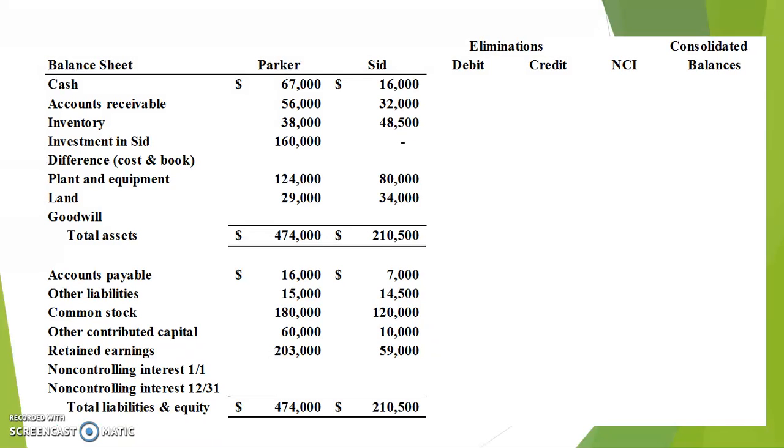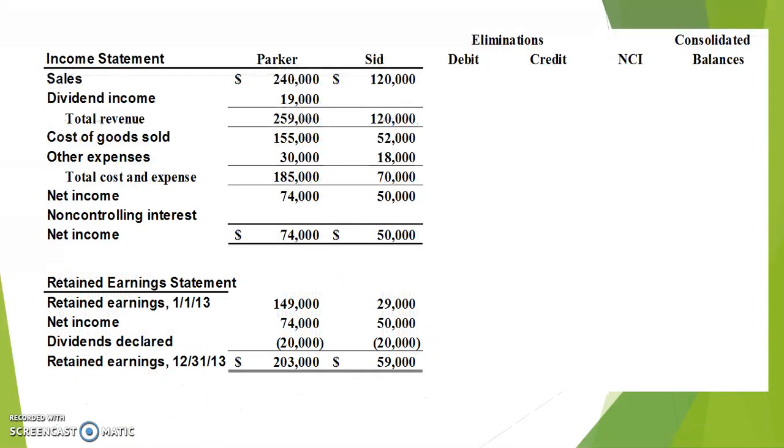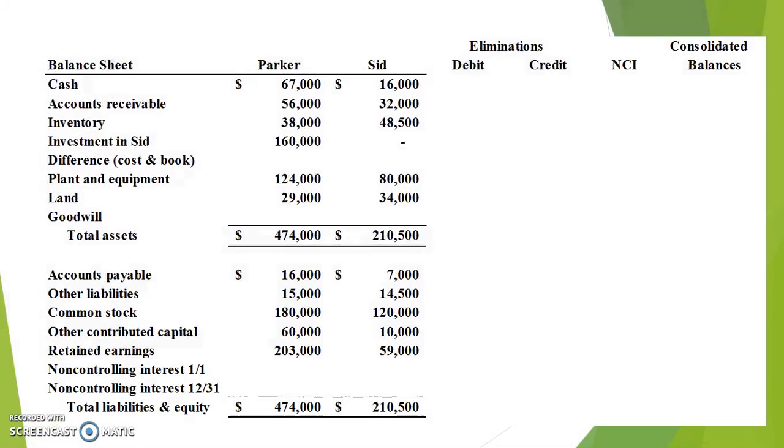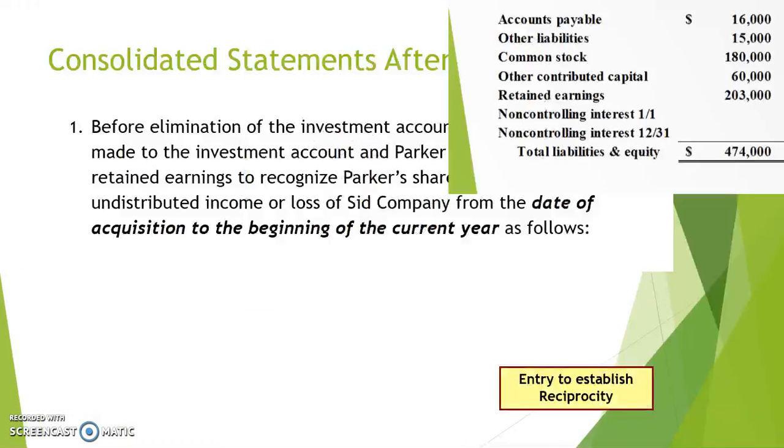For Parker Company, you would have their income statement where you start with your sales working right through to your net income. Likewise for SID, then your statement of retained earnings and your balance sheet. These constitute the first two columns in your working papers.